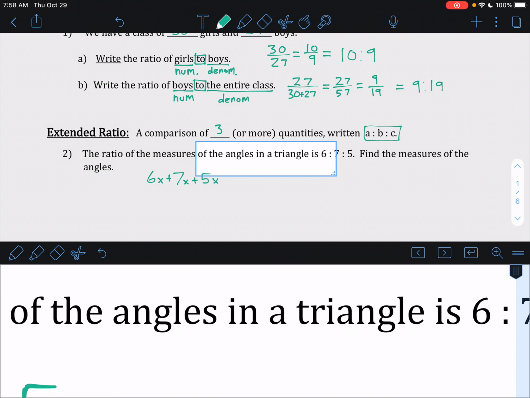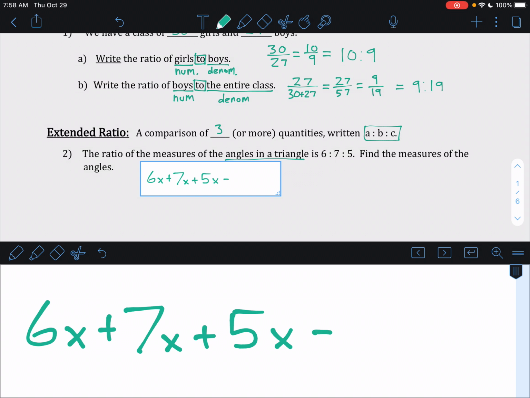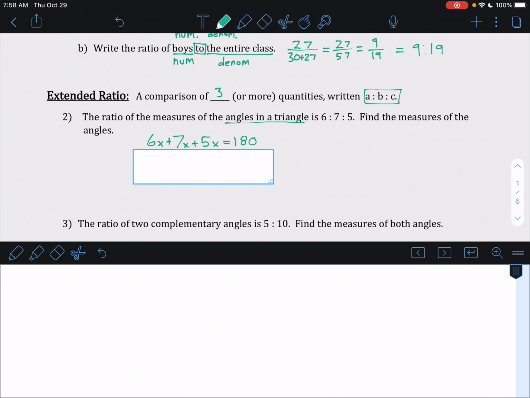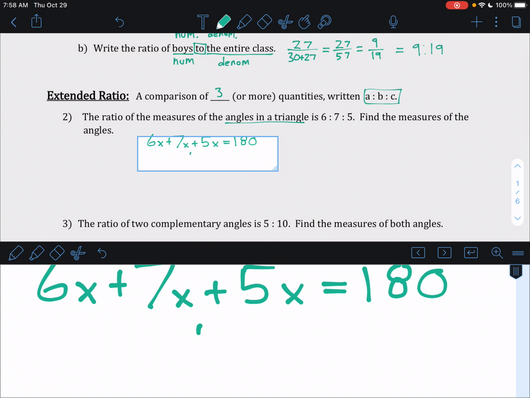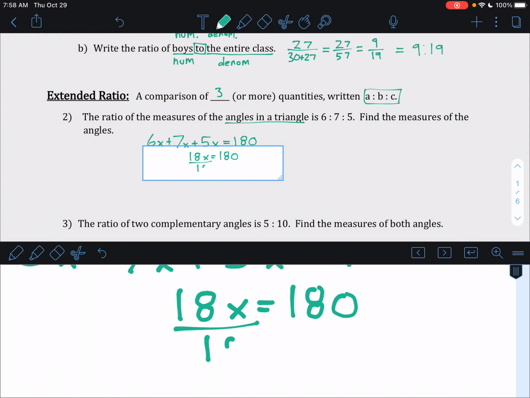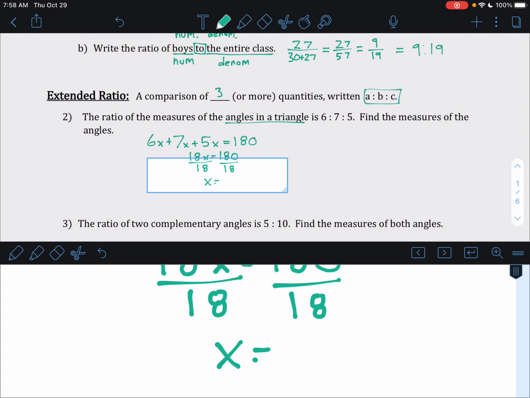And this is asking about angles in a triangle, and I know angles in a triangle have to add to 180. So 6x plus 7x plus 5x equals 180. So, let's see, 6 plus 7 plus 5 is going to give me 18. So 18x equals 180. Divide both sides by 18, and I get x equals 10.